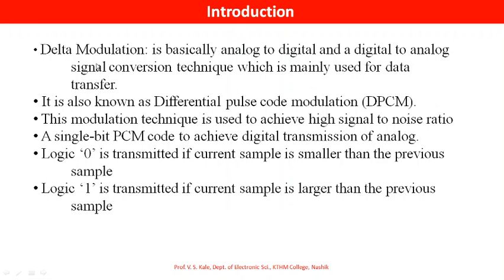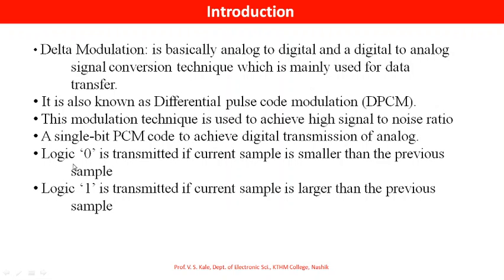Introduction of delta modulation. Delta modulation is basically an analog to digital and digital to analog signal conversion technique, which is mainly used for data transfer. It is also known as differential pulse code modulation, in short DPCM. This modulation technique is used to achieve high signal to noise ratio, a single bit PCM code to achieve digital transmission of analog signal.